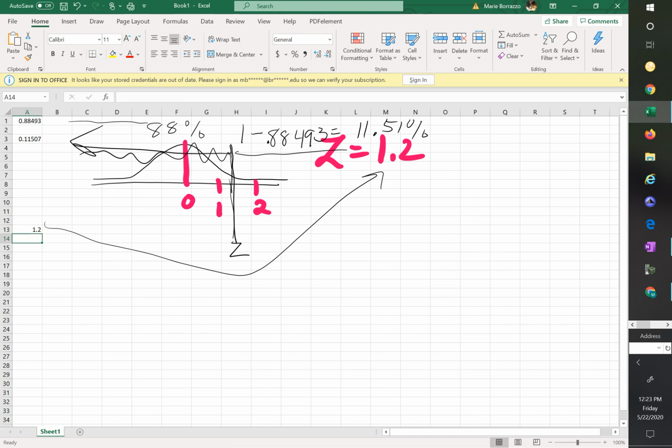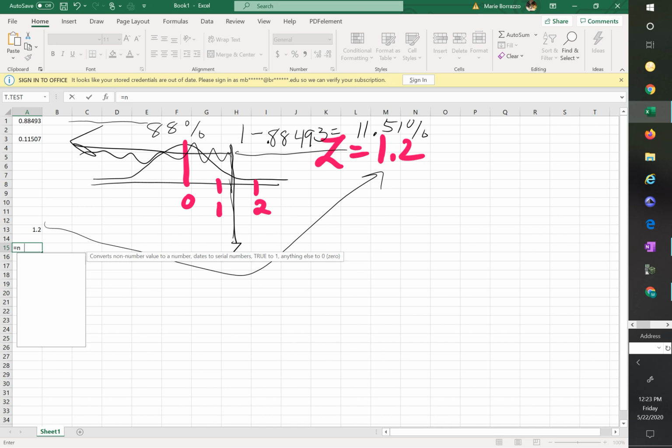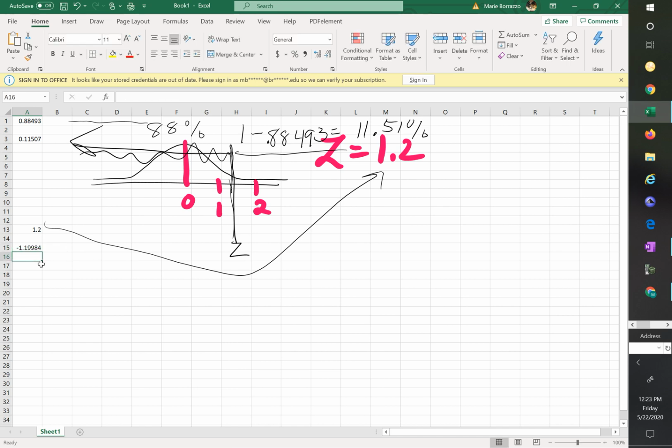If I do the area below it, or above it, so in this case I would do the same thing, equals NORM.S.INV. And so here's NORM.S.INV. And I'm going to put in the probability of 0.1151. See how that gives me the negative equivalent? In this case, because it's above, I would do equals 1 plus this number, and I get something's not right here. One second. So I'm trying to do NORM.S.INV.